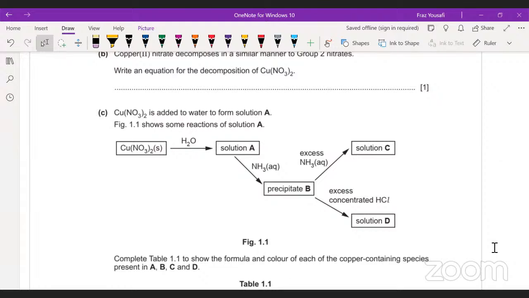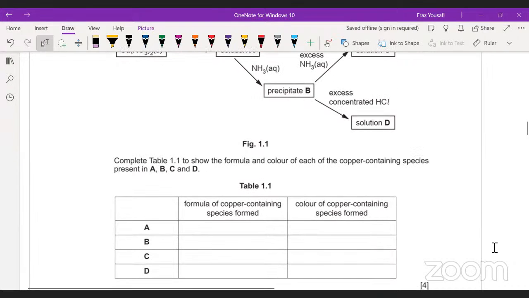So, for example, if we're going to talk about copper, you've got copper nitrate is added to water to form solution A, right? That would be the hexaaqua copper 2, the copper 2 ion surrounded by 6 water molecules as ligands. Then you add a little bit of ammonia, you get a precipitate. That would be the light blue precipitate of copper 2 hydroxide. Then you add excess ammonia, you get a deep blue solution, and if you add excess hydrochloric acid, you get a yellow colored solution. So let's start from there.